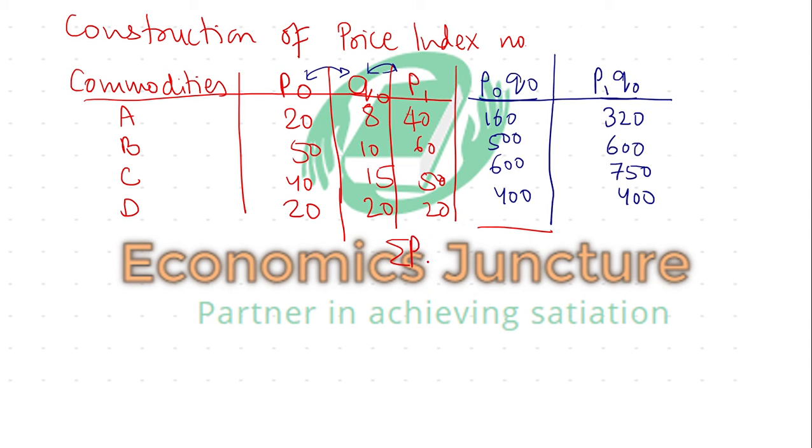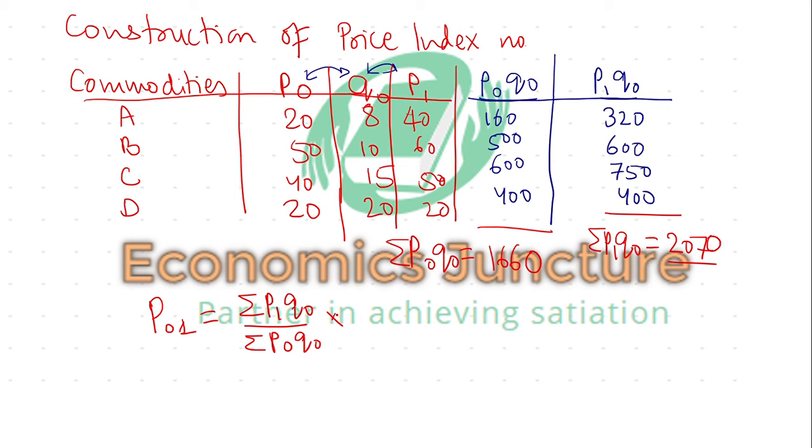Now, if I do the summation of P0 Q0, we'll get 1660 as our sigma P0 Q0, and our sigma P1 Q0 would be 2070. Now, we know that the formula is summation P1 Q0 upon summation P0 Q0 into 100, which would give us 2070 upon 1660 into 100. We can eliminate this 0. If I divide it by 2, I'll get 83 and 1035.